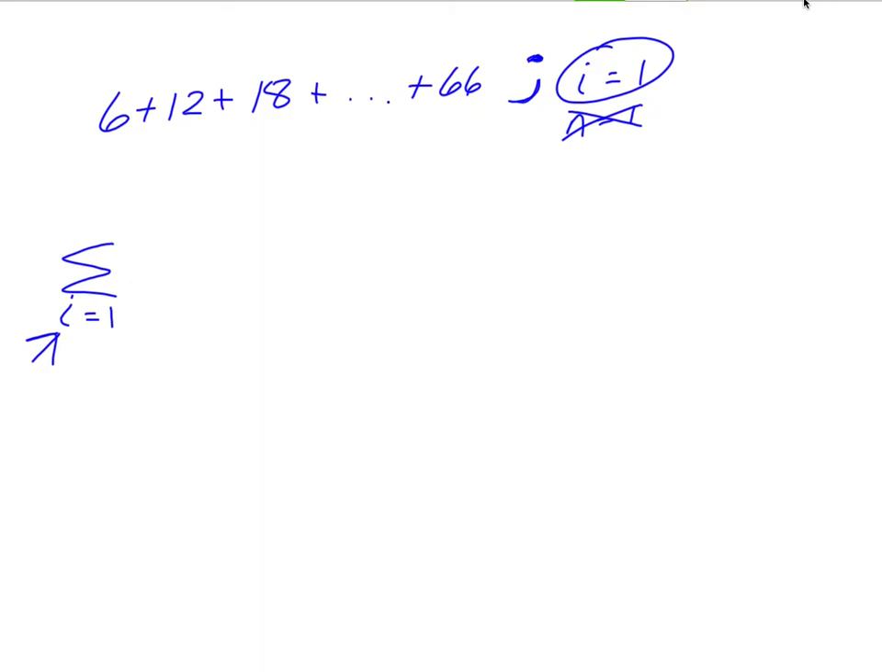Alright, now what do I want to do? 66 does not go on top. But I use the top number to get 66. Because when I plug the top number into whatever my formula is, what do I have to get? I have to get 66. So that's how it comes into play.